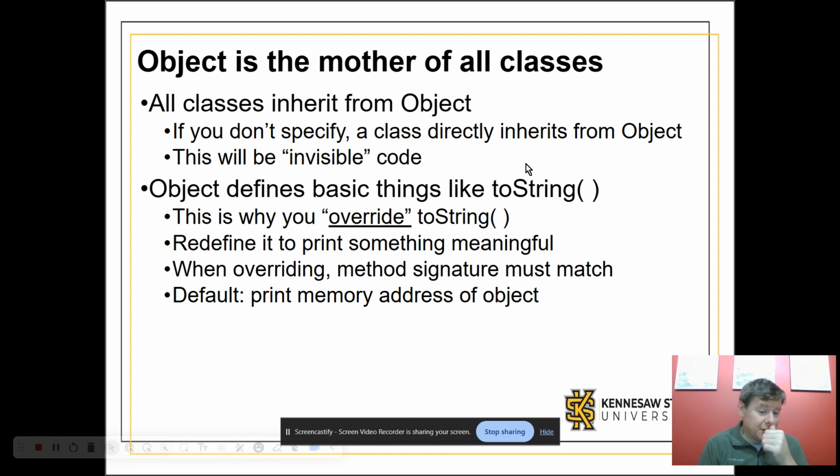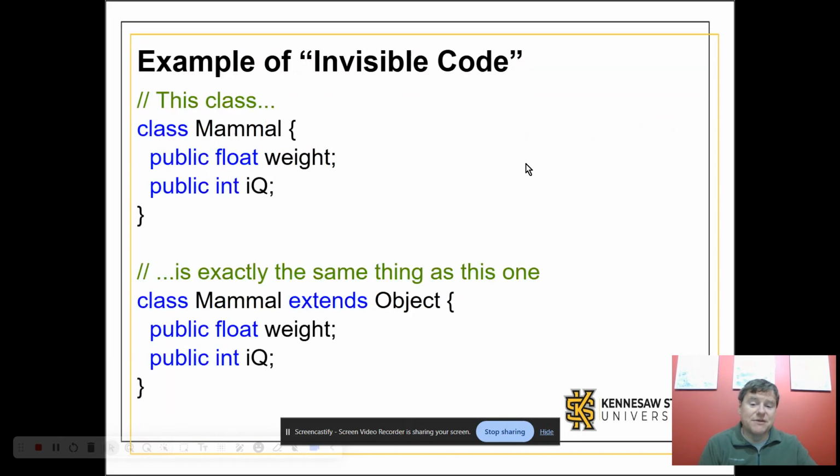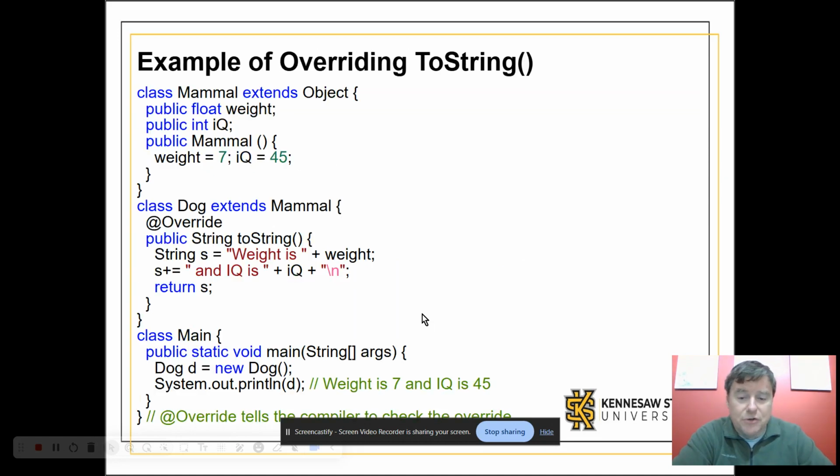Anything that is declared at the top is automatically inherited down as long as it's public or protected. And if you don't like it, then you override it to specifically tell it something else. Alright, so we mentioned this before. Class mammal has some attributes, and class mammal is really an extension of object because everybody's an extension of object unless you specify otherwise.